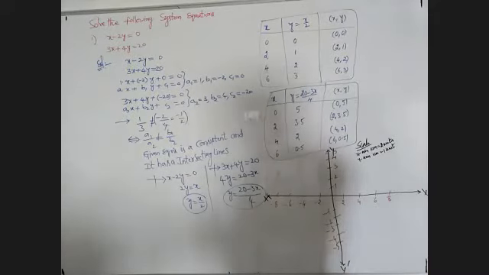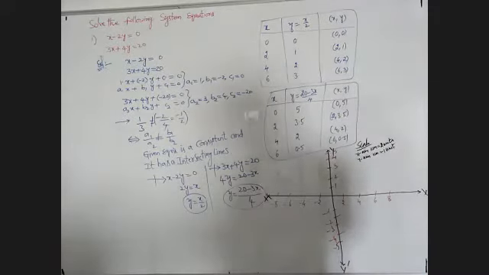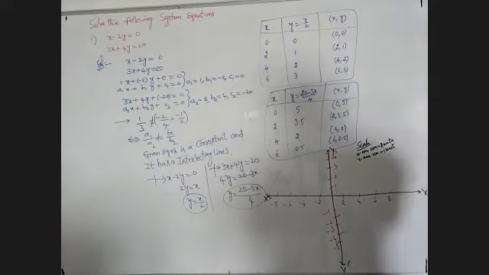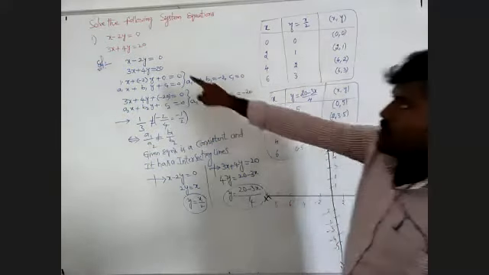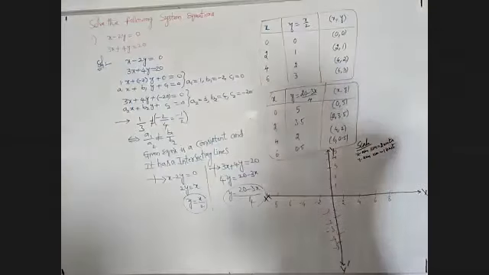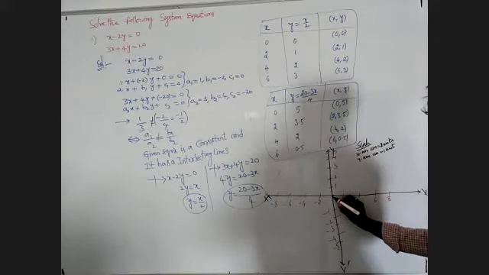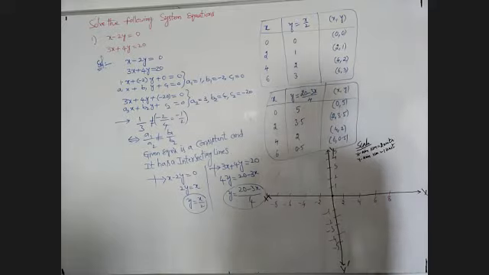Here, the first linear equation is x minus 2y is equal to 0. It follows that the first pair of points is 0, 0. We take 0, 0, which must be this point. 0, 0 must be the origin.